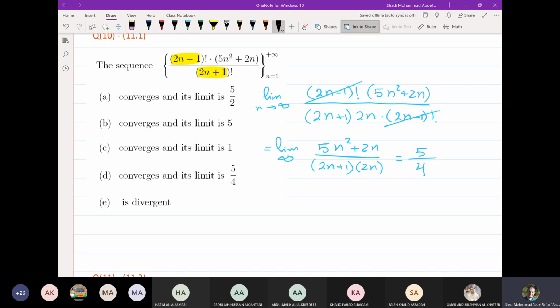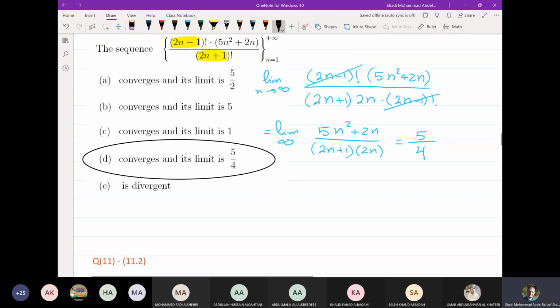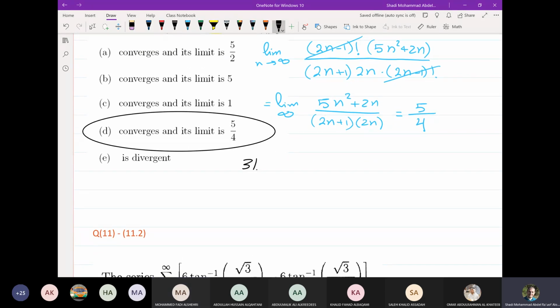Doctor? Yes. I didn't understand the denominator of the first line. Okay. You didn't understand how I factorize this? 3 factorial equals what? 3 multiplied by 2 multiplied by 1. 6 factorial equals what? 6, 5, 4, 3, 2, 1. Can I stop at 4 and put 3 factorial here? Can I do this? Yes.